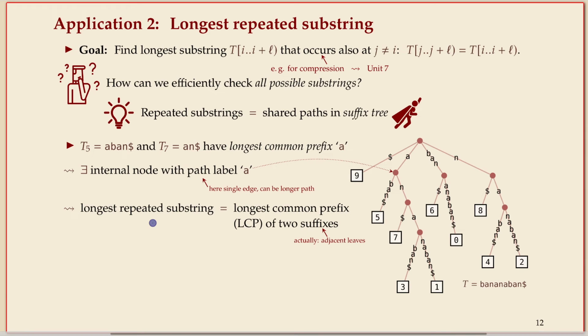Now, how do we find the longest repeated substring? First observation: any internal node corresponds to some repeated substring because the path from the root lies on at least two paths to a leaf. So if we want the longest, we want the one that has the longest path from the root. Okay, so in other words, that's the longest common prefix of any two suffixes.